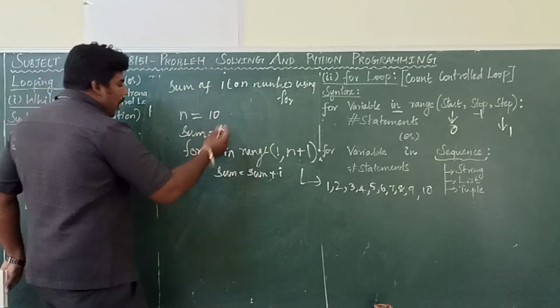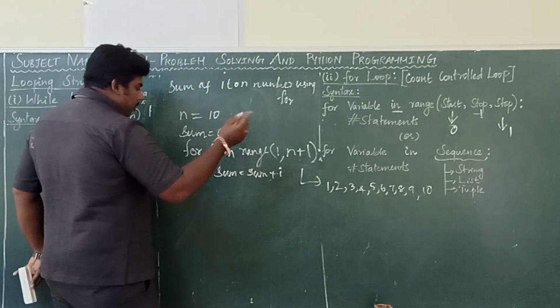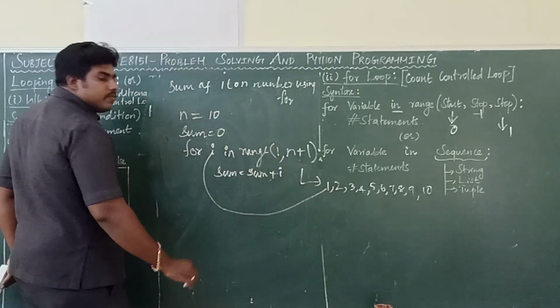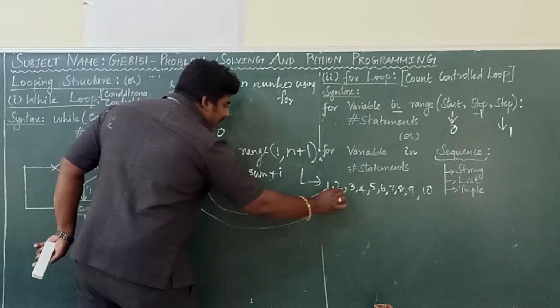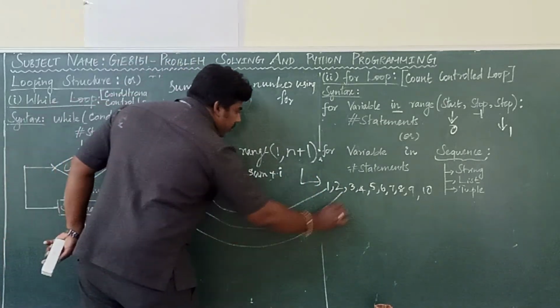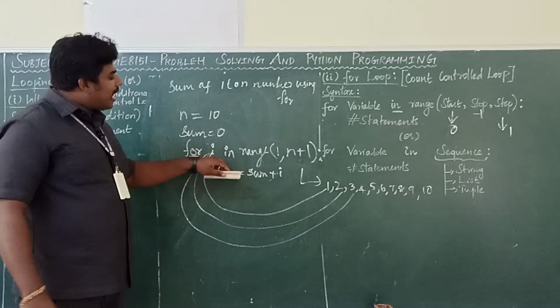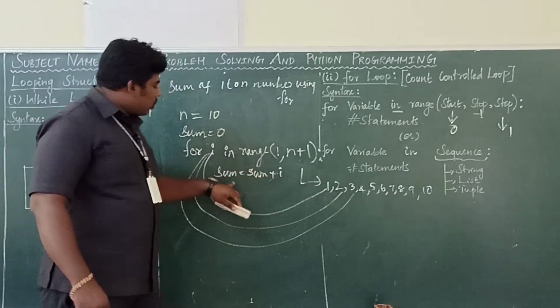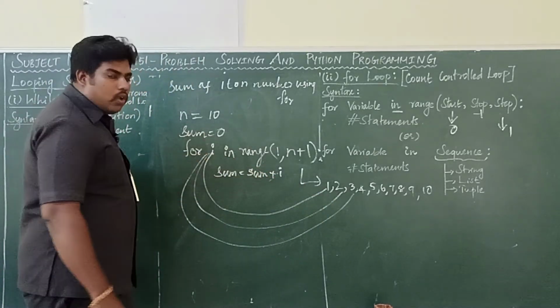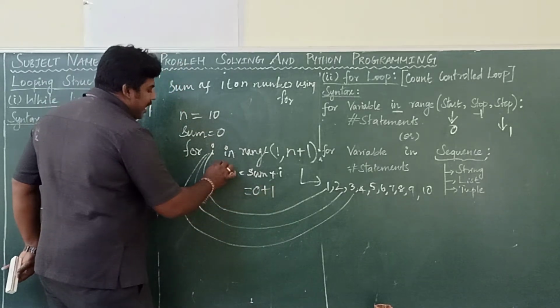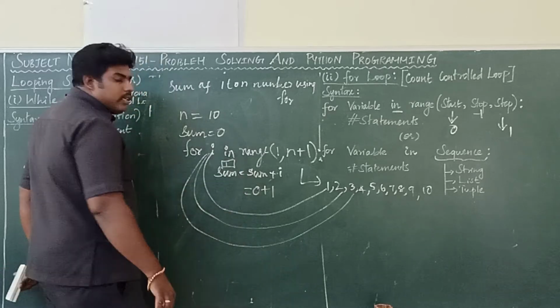Now you have to listen once. In the first iteration your I value is 1. The second iteration your I value is 2. The third iteration your I value is 3. This is the way your for loop will work. First, what's the I value? 1. So sum equal to, what's the sum value? 0. 0 plus 1. What's the answer? Now the sum is 1.